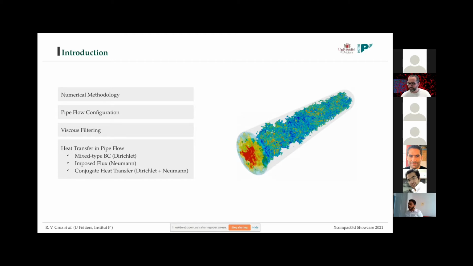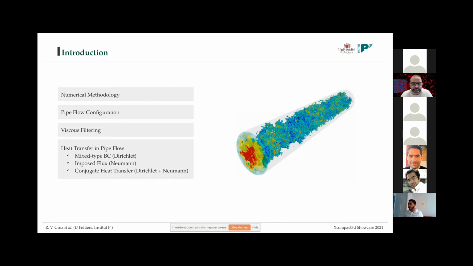And then I will move to the presentation of the latest results and numerical developments for the simulation of heat transfer in pipe flow that we have been working on. The simplest one, to impose a mixed type boundary condition, which consists in the imposition of a Dirichlet boundary condition, simple. And then some new techniques that we have been working on to impose a Neumann boundary condition in XCompact 3D, which allowed us to simulate an imposed flux and also conjugate heat transfer.